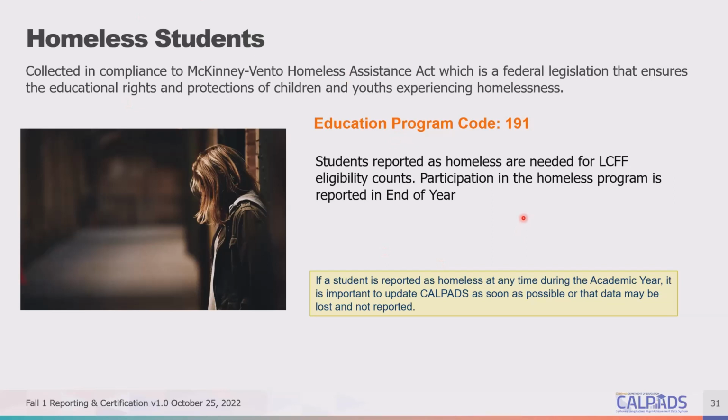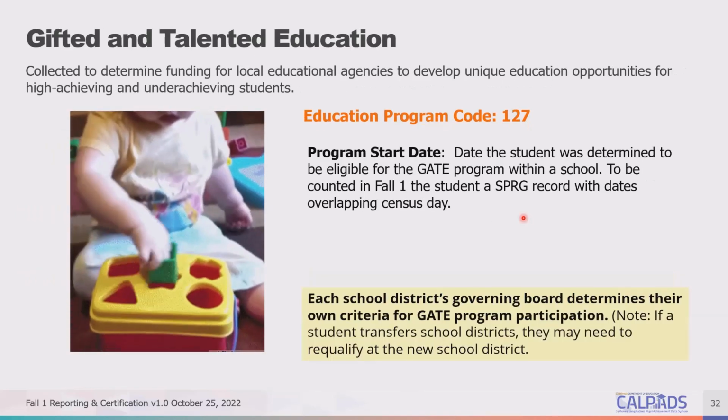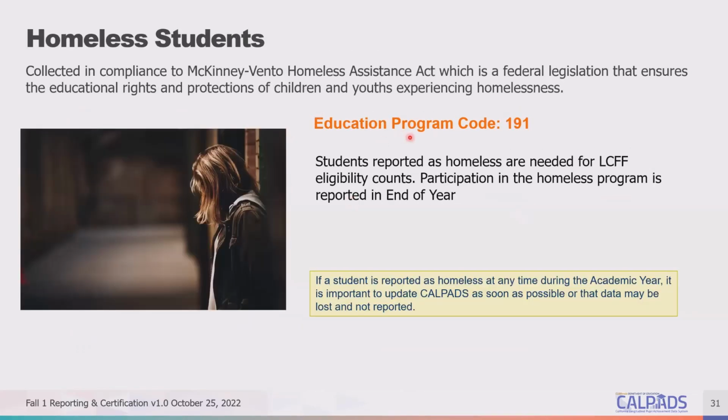So this is for homeless students, right? This is in compliance with the McKinney-Vento Homeless Assistance Act. We just want to know who your homeless students are based on different criteria. It could be a student who is an unaccompanied youth, a runaway, or maybe a student whose family is doubling up, or a student who's in a shelter because of calamities like fires or hurricanes and all of that.